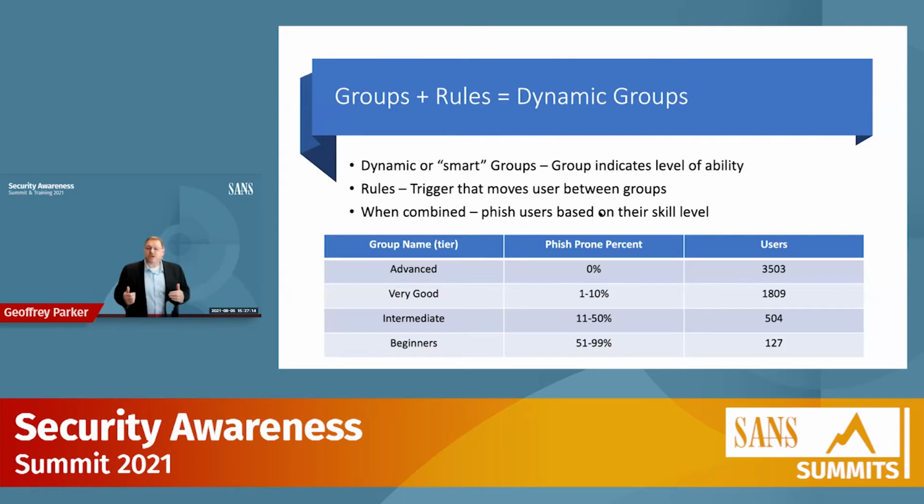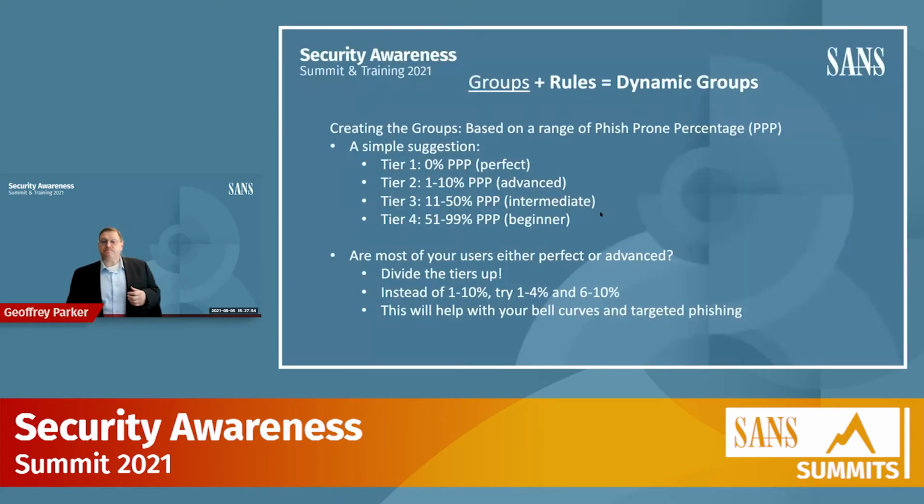Then we have our very good group, where they're between 1 and 10% phish prone. So for a click rate like that, they're really good. They don't get caught very often, but they're not perfect. And again, we've got a lot bigger number over there than, for example, an intermediate or beginner. If you have an organization that has a really low click rate, you will find an experience like this, where 1 or 2 different groups of people, based on these metrics, these percent of click rates, are going to be really big, and then the others are going to be a lot smaller. And we'll talk about how you could manage that using your tiers.